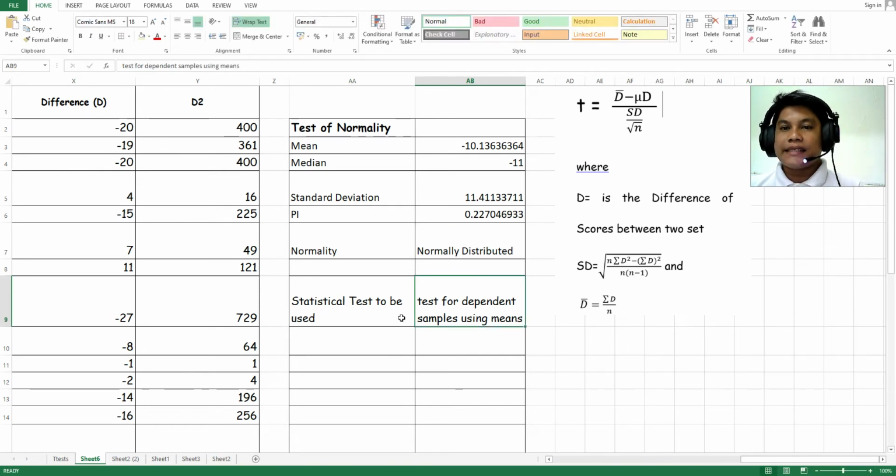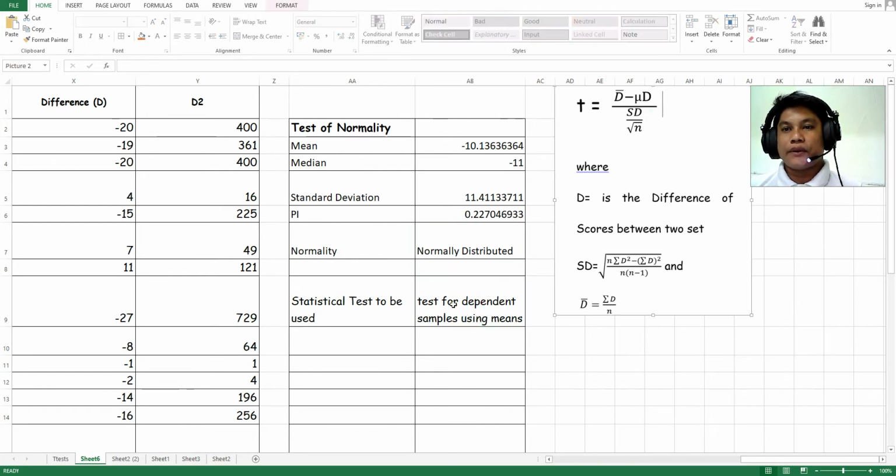Now, what statistical test to be used? We can now use the t-test for parametric test, using this formula. If it so happened that it was not normally distributed, then we will not use the t-test. But in this case, we will use the t-test. So we are now free to use the formula. Okay, in order to complete the needed data in the table, we will use now the formula.